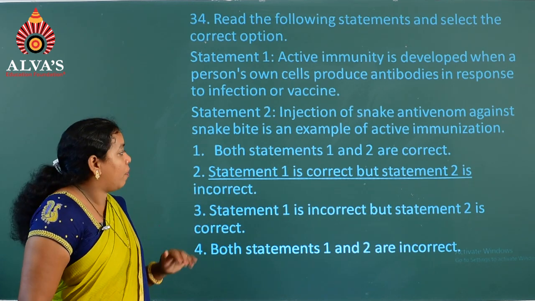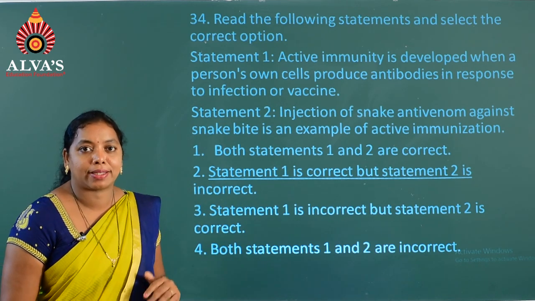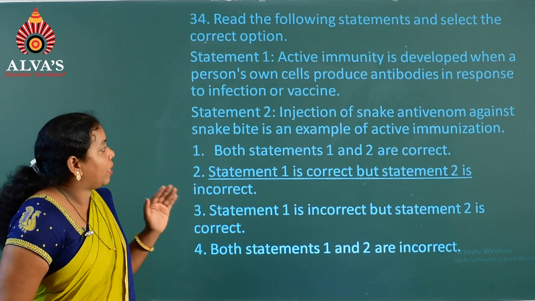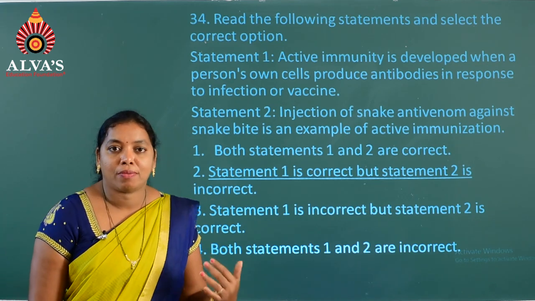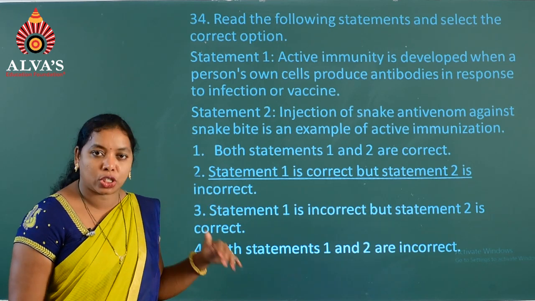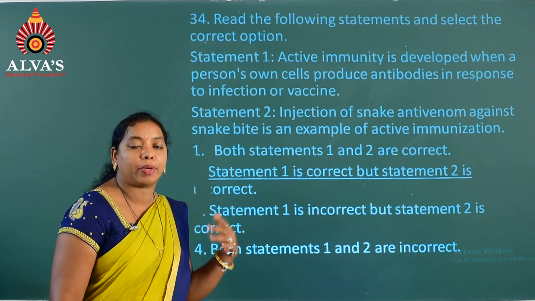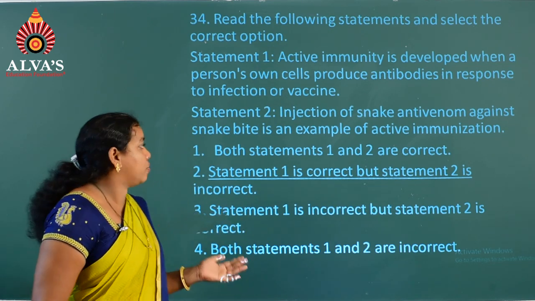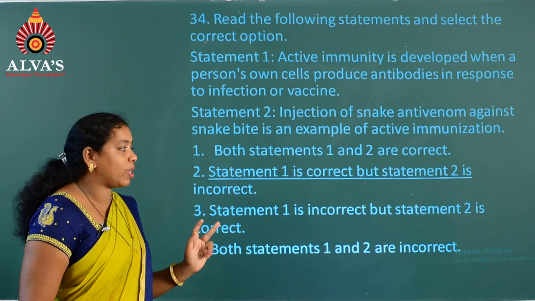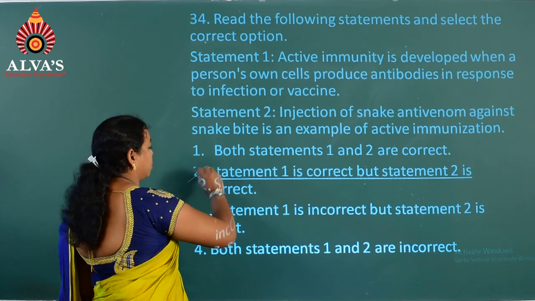Here we know that statement 1 is true, whereas statement 2 is incorrect, because when we inject antivenom for a snake bite, it is not active immunization, it is passive immunization, that is, ready-made or preformed antibodies are given. Hence the answer is: statement 1 is correct, statement 2 is incorrect. So the answer is the second option.